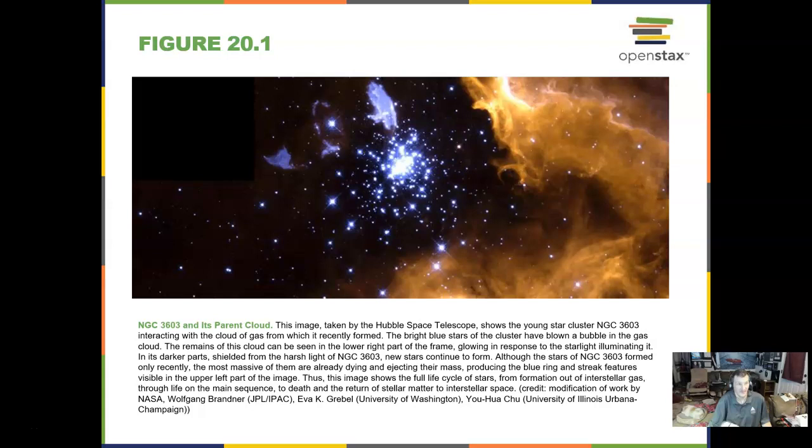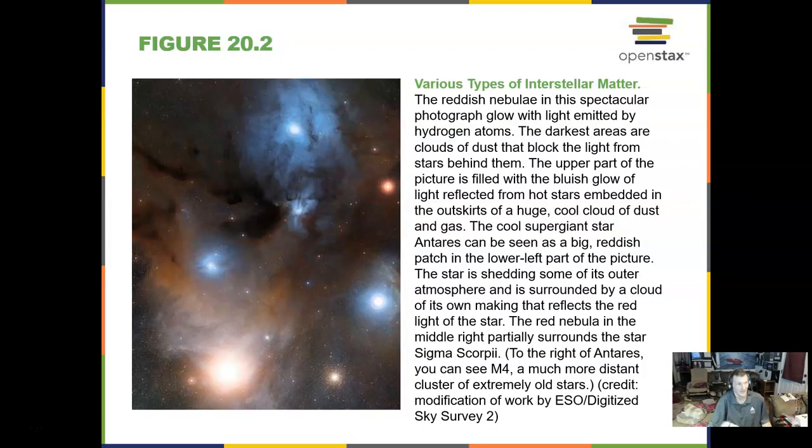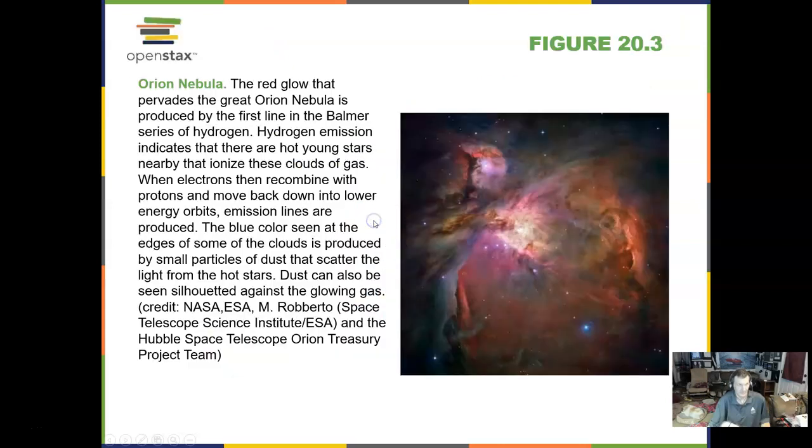Here is a nebula gas cloud taken by the Hubble Space Telescope along with some hot stars right there in the middle, some blue hot stars. Very beautiful picture. We have different types of interstellar matter, and that is stuff that is in between the stars and planets. We have different gas clouds, nebula that are out there.